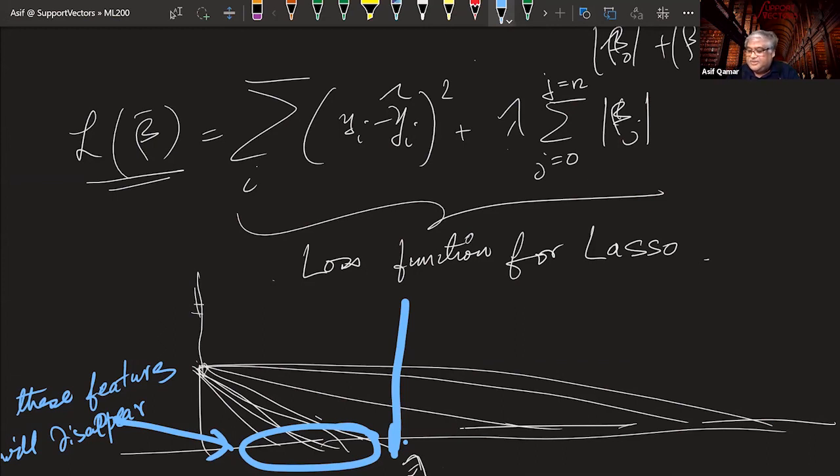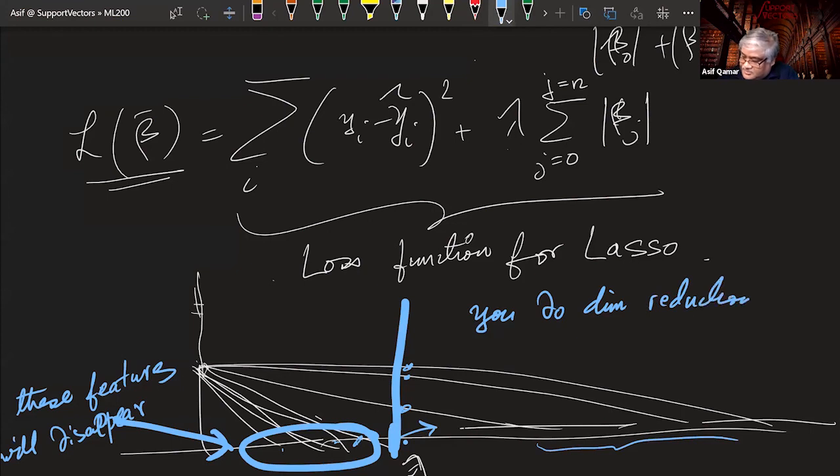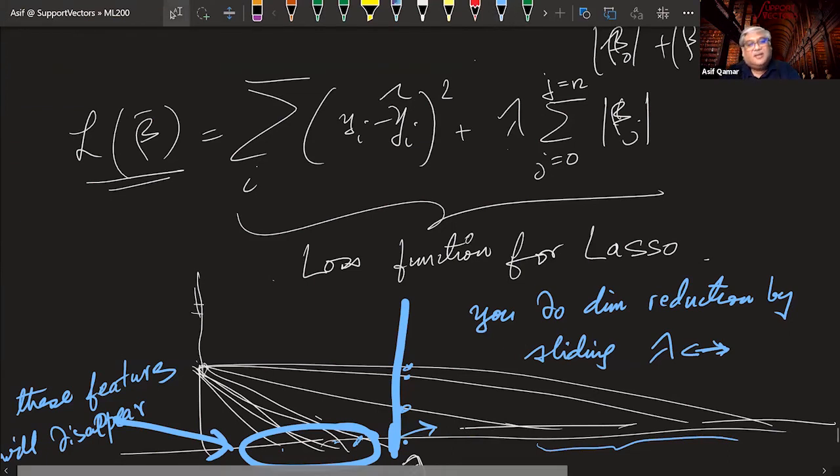So you choose your lambda wisely so that at this moment, this particular beta is alive, this is alive, and this is alive, but these ones have all gone to 0. So you do dimensionality reduction by sliding lambda back and forth, and you get certain feature reductions.